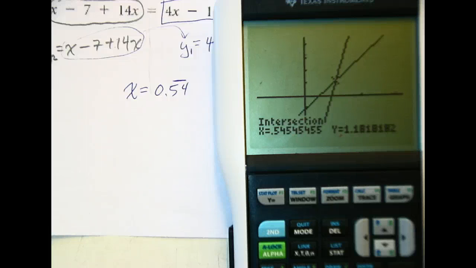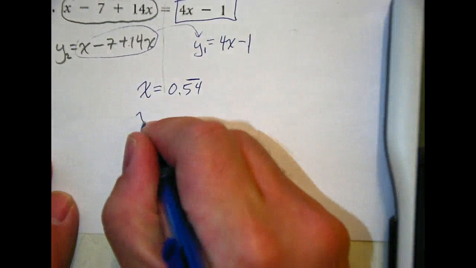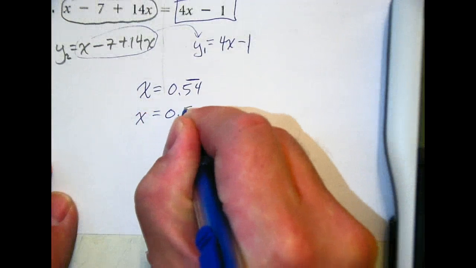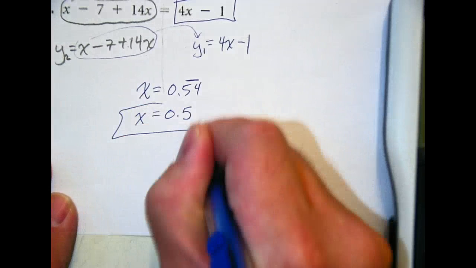It says to round each answer to the nearest tenth. So that would be x equals 0.5. Nearest tenth.